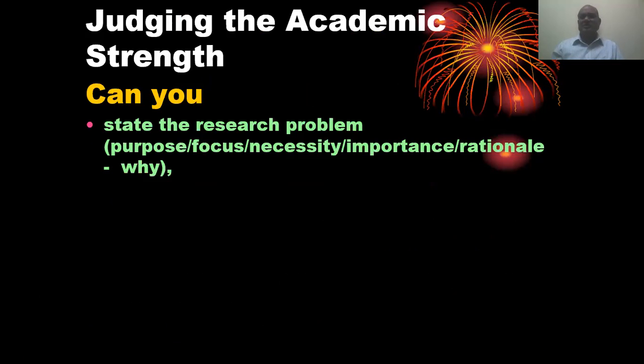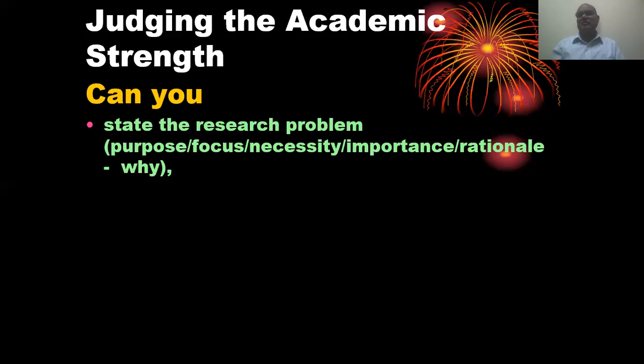When I'm saying stating the research problem, there are a few things that you need to do. Do you really understand the purpose? Purpose, the larger issue. Why is it that you want to solve this particular problem? And even if you have solved the problem, do you have the focus? There's a difference between purpose and focus. Similarly, there's a difference between necessity and importance.